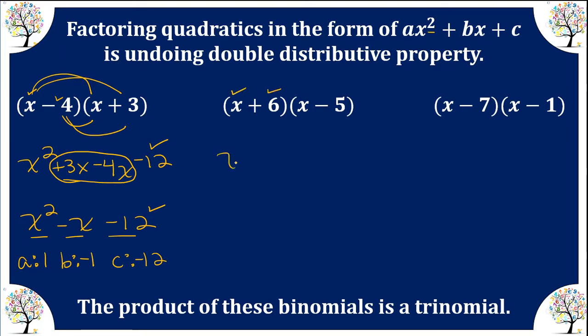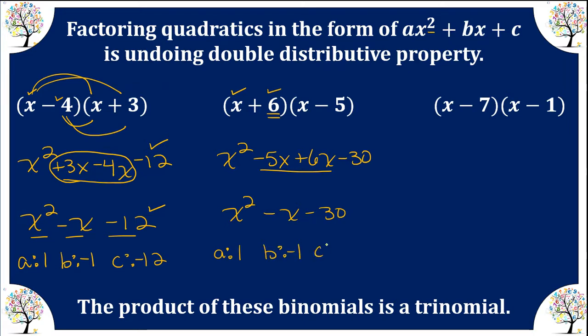When we distribute x, we get x squared minus 5x. Now we're going to distribute 6 to give us 6x minus 30. Again, we have 4 terms where we can combine the middle terms, the linear terms, to give us x squared minus x minus 30. Where the a value is 1, the b value is negative 1, and the c value is negative 30.